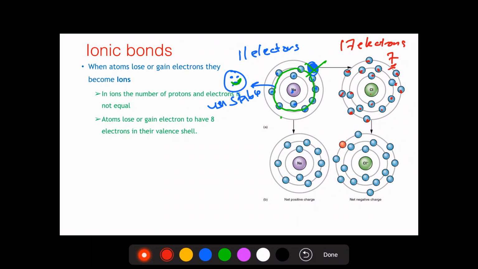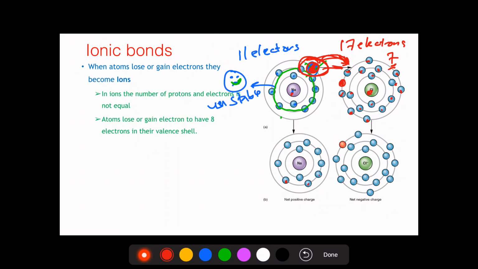And who is willing to give the electron is the sodium. So this electron will literally jump from the sodium and join the chloride. The chloride, because it's a big atom, will be able to attract this electron. The electron would feel more attracted to the chlorine compared to the sodium, and that's why it's going to leave the sodium. And of course the sodium would be happy.